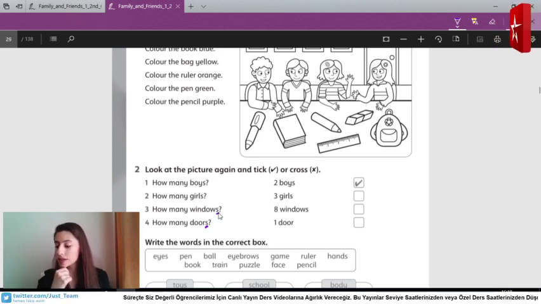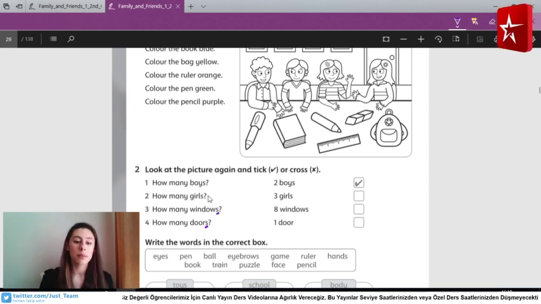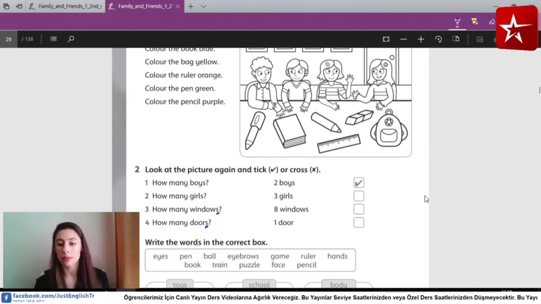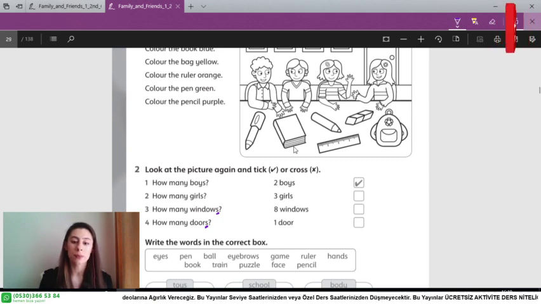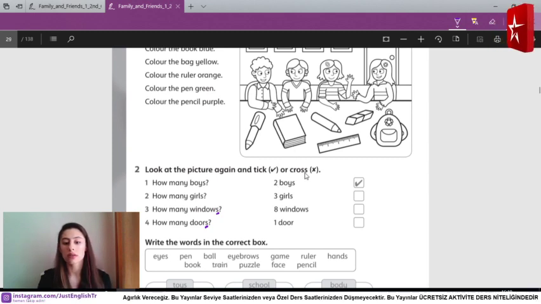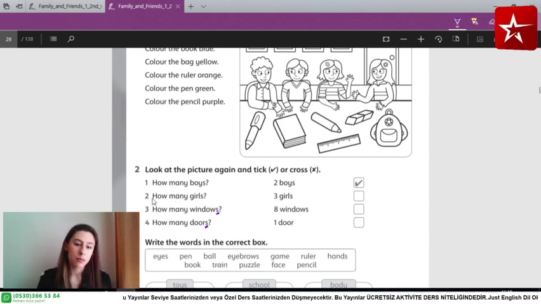Yes, it means kaç tane. Süper. How many boys, how many girls? So, let's answer these. Tick or cross? This is a tick. This is a cross. So, if it's right, we will put a tick. If it's wrong, we will cross it. Okay? Number two. How many girls?